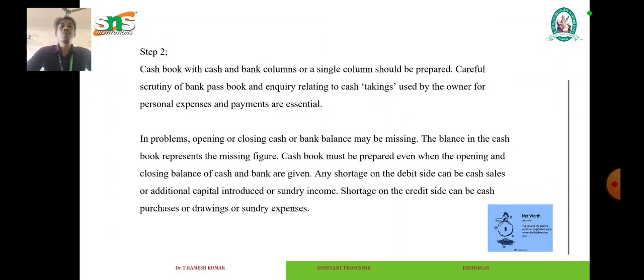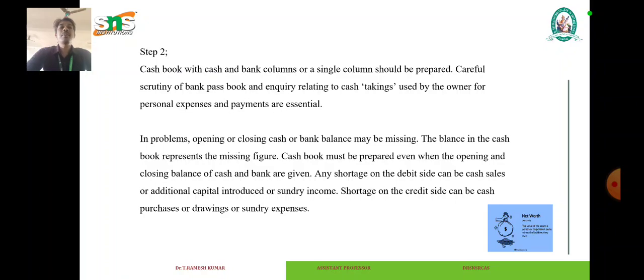Step 2. Cash book with cash and bank columns or a single column should be prepared. Careful scrutiny of the bank passbook and enquiry relating to cash takings used by the owner for personal expenses and payments are essential. In problems, opening or closing cash or bank balance may be missing. The balance in the cash book represents the missing figures. Cash book must be prepared even when the opening and closing balance of cash and bank are given.